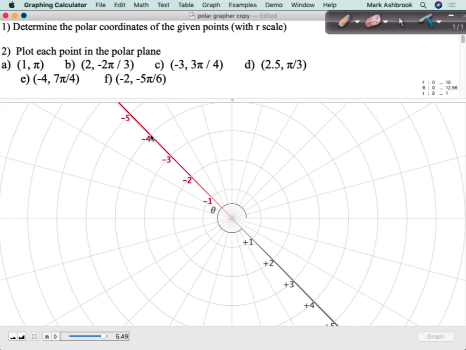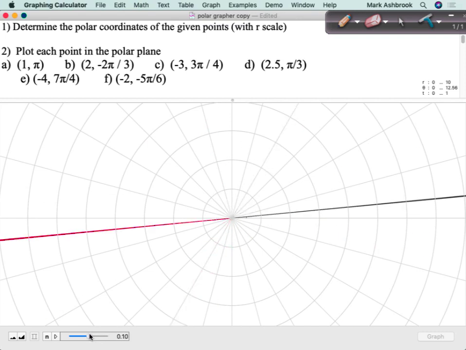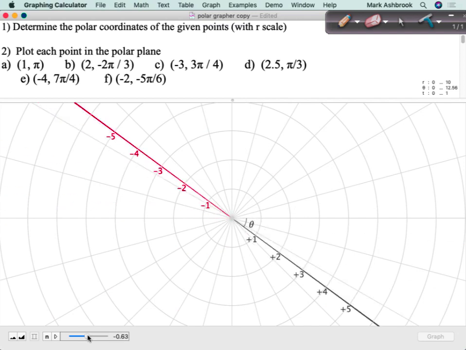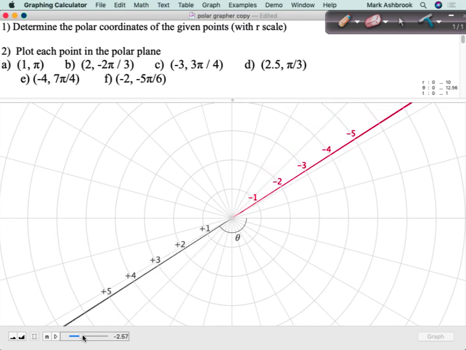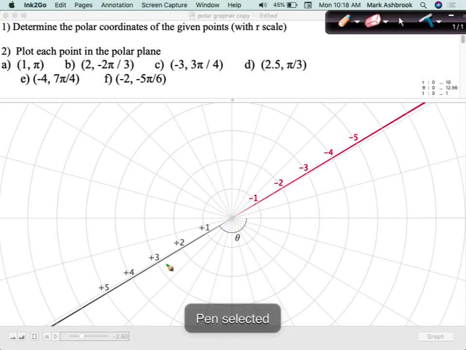Okay, last one. So what would a negative angle measure be? Negative angle measure is clockwise from the positive x-axis. So here's 0. We're going to go clockwise 5 pi over 6. Where's that? That's right there. So there's negative 5 pi over 6. It's swept clockwise from positive x. And that's my direction of positive r, in the direction of negative 5 pi over 6.